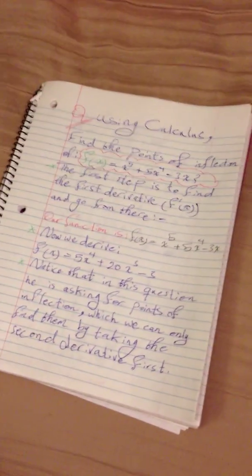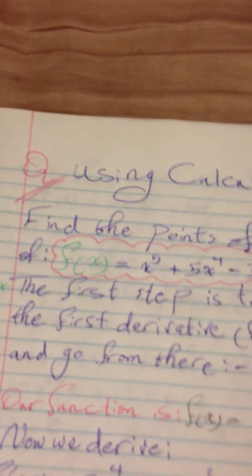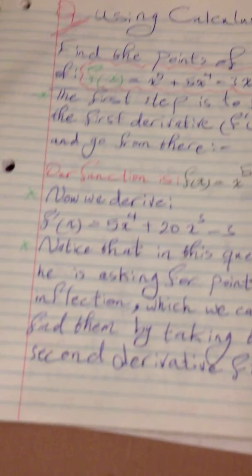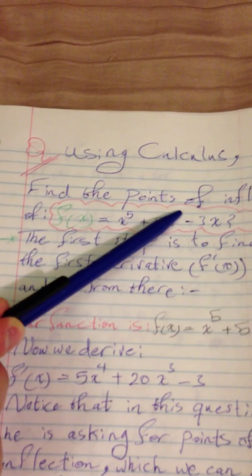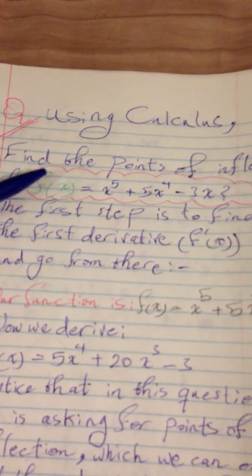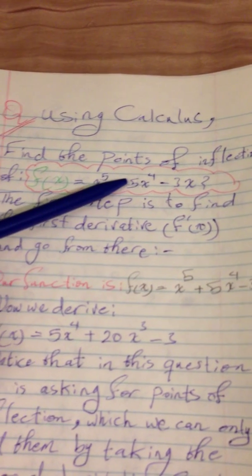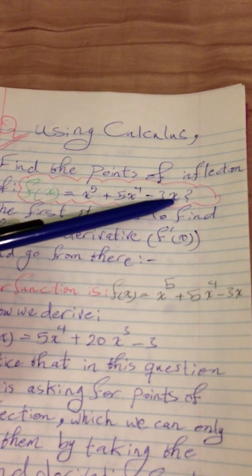Anyways, we have this question from Calc about points of inflection. The question says, using calculus, find the points of inflection of the function f of x equals x to the fifth plus 5x to the fourth minus 3x.